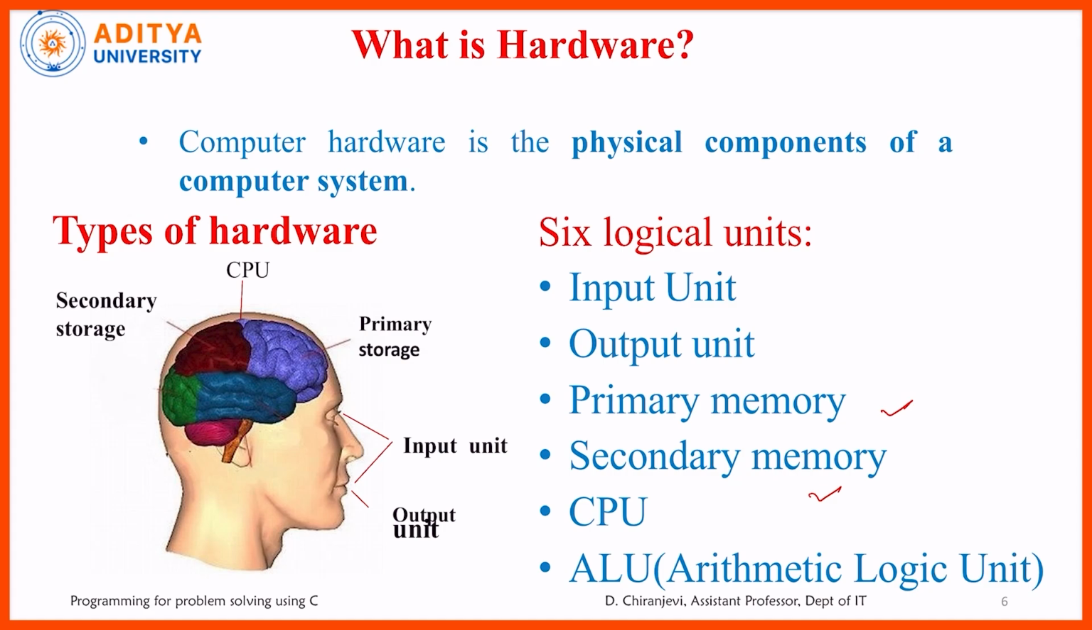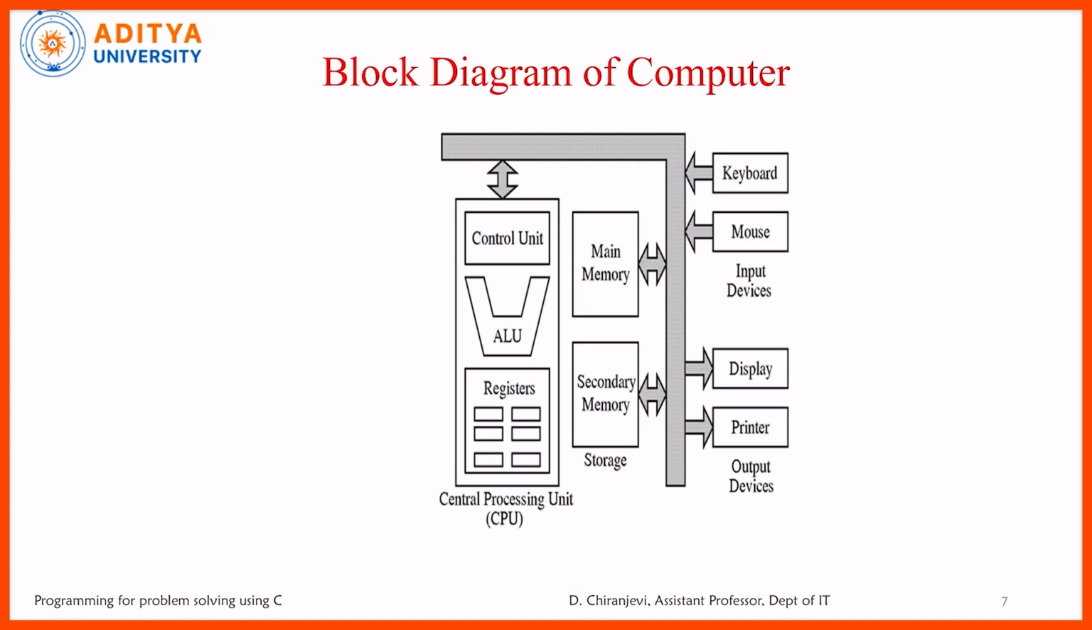Now let me discuss these things technically with the computer. Before I discuss the input unit, let me discuss the block diagram of the computer. In this block diagram, the central processing unit consists of three components. One is registers, which store information in the CPU. The second is the arithmetic logic unit, where arithmetic operations are calculated. The third is the control unit, which coordinates all the operations in the computer.